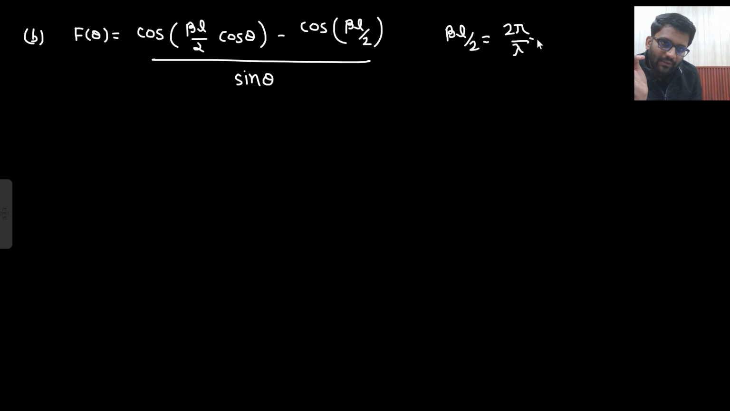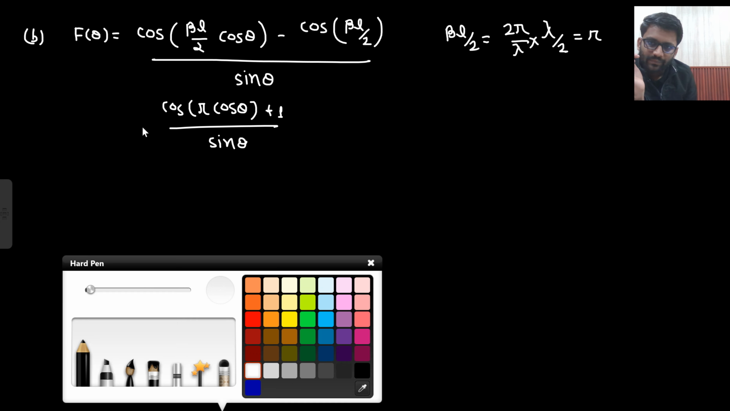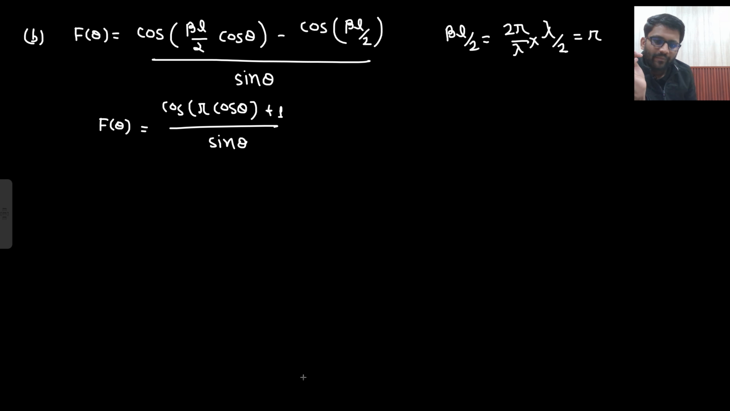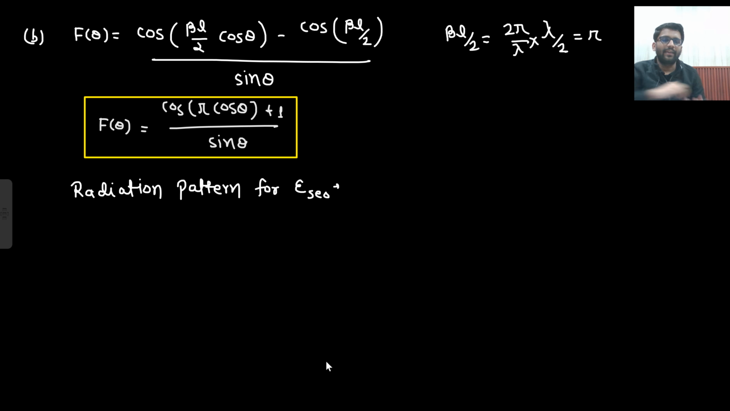What is beta L by 2? Beta is 2 pi by lambda, length is L by 2. So what you are getting? Pi. So cos pi cos theta. What is cos pi? Minus 1, divided by sin theta. This is your f theta. So if I know the f theta, can I directly draw the radiation pattern for E_SO, the electric field due to a single element at origin? Yes, certainly I can draw it.